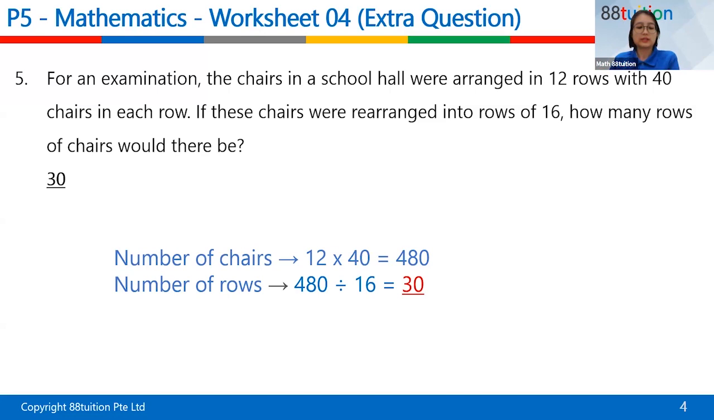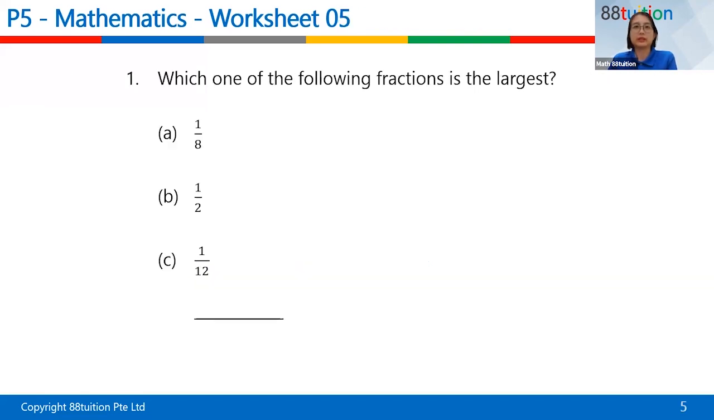So this one is a very basic one. It just tells you there are 12 rows of 40, so very easily you can find how many chairs there are at first. Then they say rearrange into rows of 16 and ask how many rows there are. So you just divide. This is very simple. Okay, let's talk about today's one. Which one is the largest? There are different ways to compare.